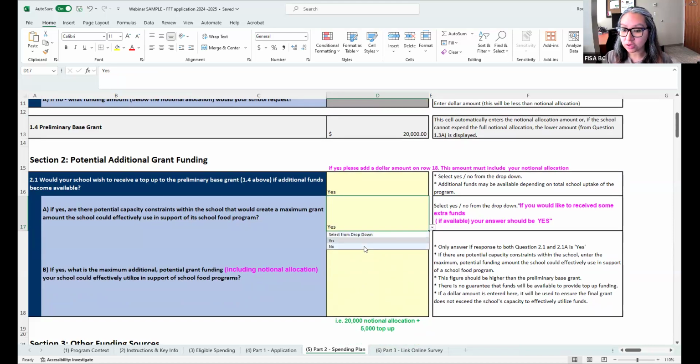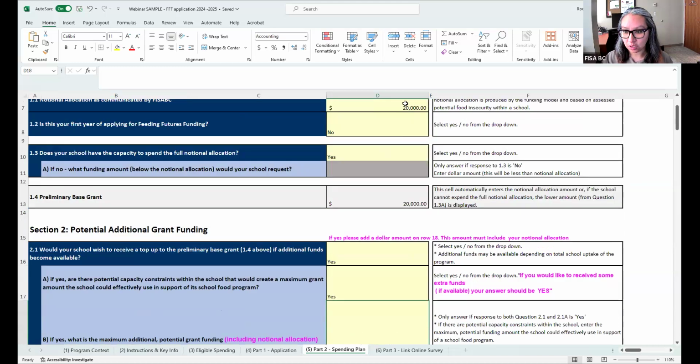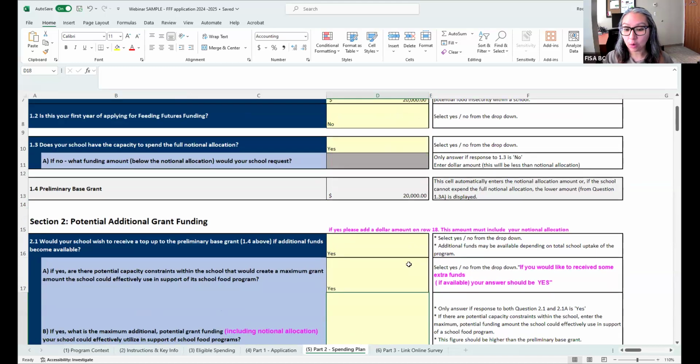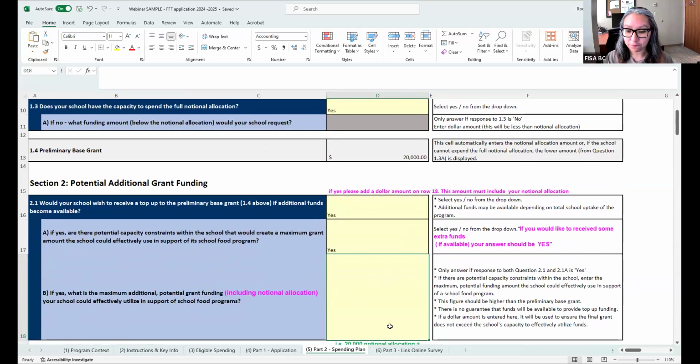If you decide not to take any more funds, then you will have all these nos. But in my situation, I actually want some extra, so I'm going to do two different things. First, I'm going to say yes, and then I'm going to add the amount that I want plus my notional allocation. It's very important, as I say here, to include your notional allocation. In my case, my notional allocation was 20,000, and I would like a top up of 5,000 extra if it's possible. So I'm going to write 25,000.